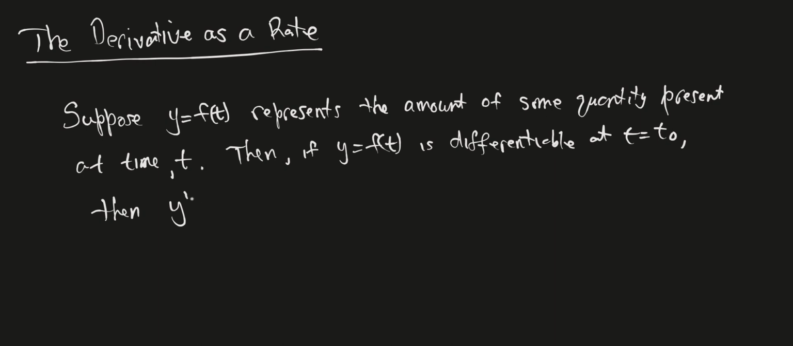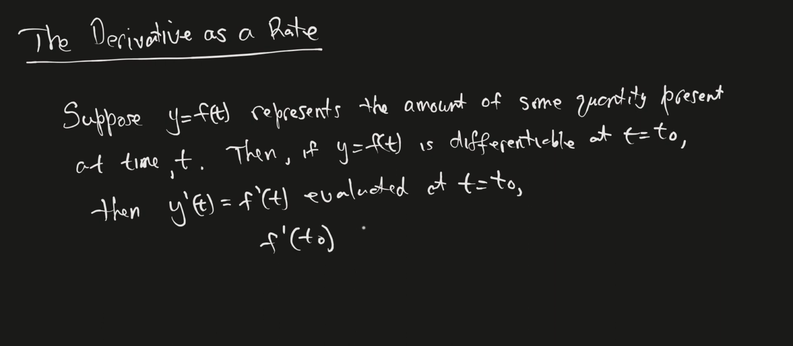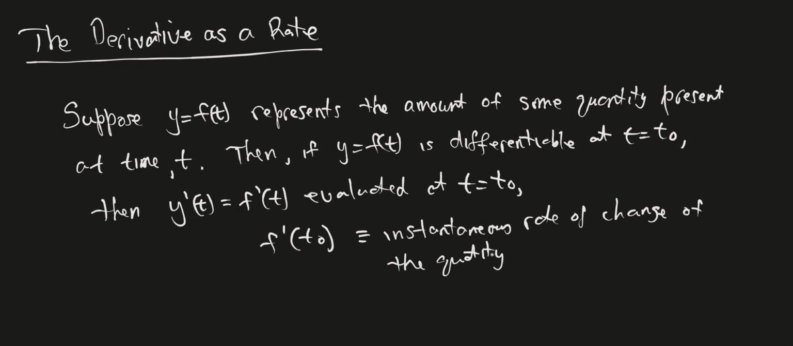if I took the derivative of this function, this y prime of t, which would be my f prime of t, this would represent, so let's say then this evaluated at t equals t0. In other words, f prime of t0, what does that represent? Well, this represents the instantaneous rate of change of this quantity at t equals t0, right?